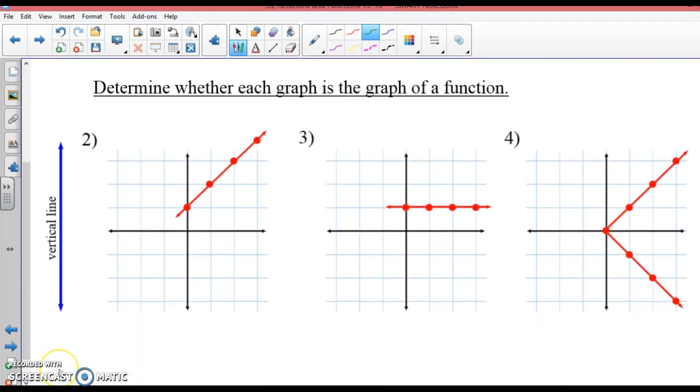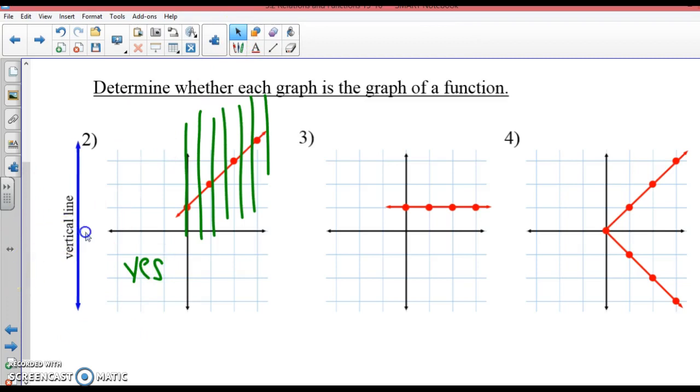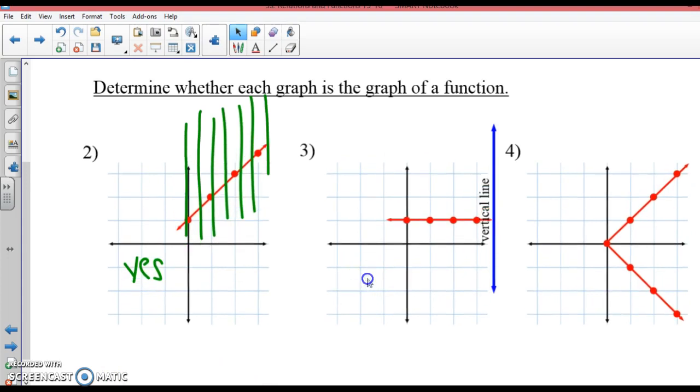I'm going to use green for this. Here's my function. I'm going to draw a vertical line. It crosses once, once, once, once, once, once, once. If I continue to go, would a vertical line ever touch that thing more than once? So is that a function? Yes, a function. Oh, you know what? Look what they did. They gave me a vertical line over here that I could move. Once, once, once, once, once, once, once, once, once. Is this a function? Yes.